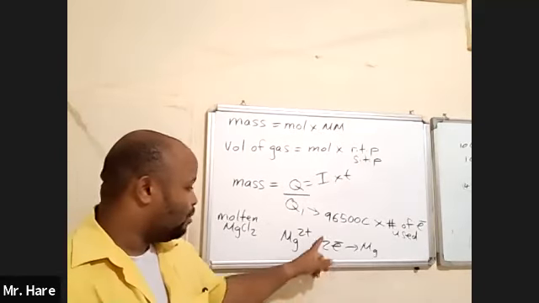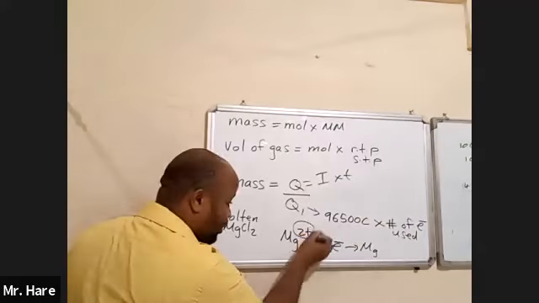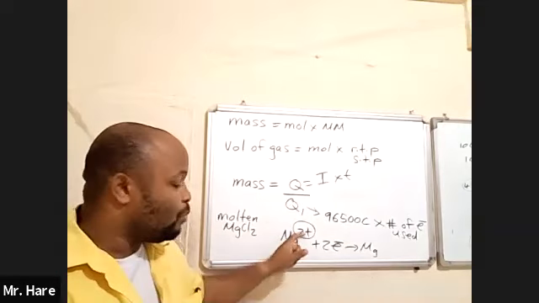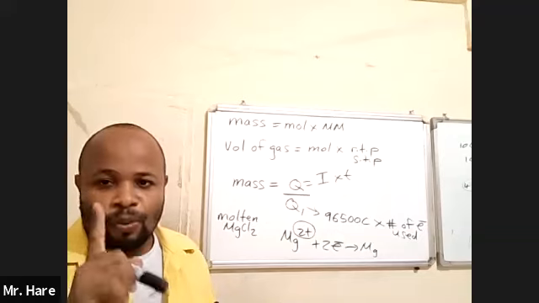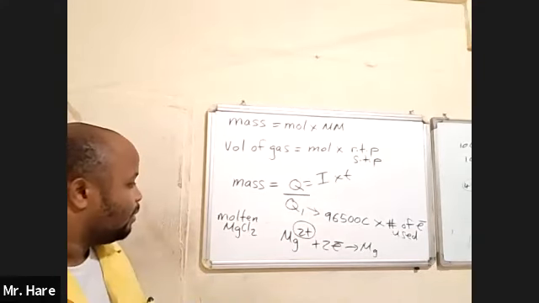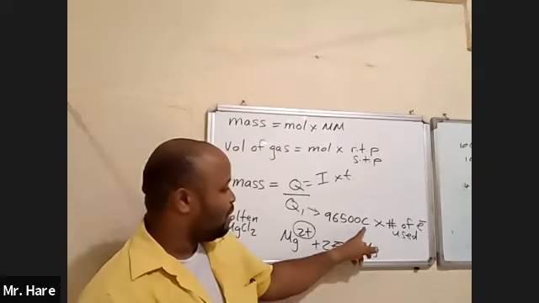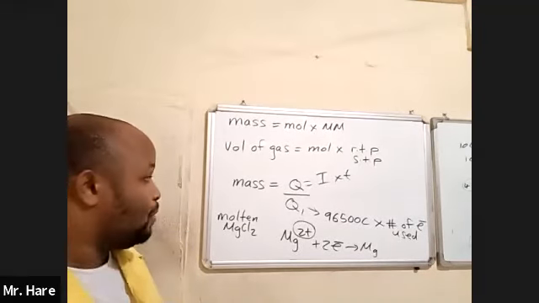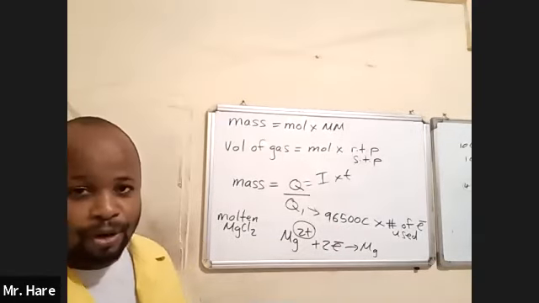And you don't even have to write the half equation. Once you know the charge, you know how many electrons you need, because if it's 2 plus, there will be 2 electrons. If it's 1 plus, it's 1 electron. 3 plus, 3 electrons. So for magnesium chloride, it would be 96,500 times 2, and you get 193,000. Let me put a question on the board and we'll work it.